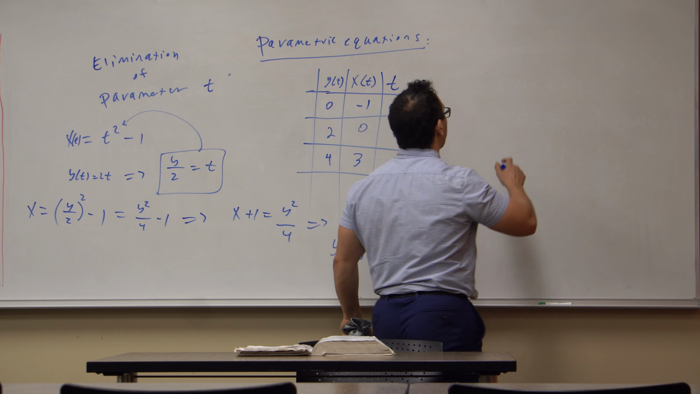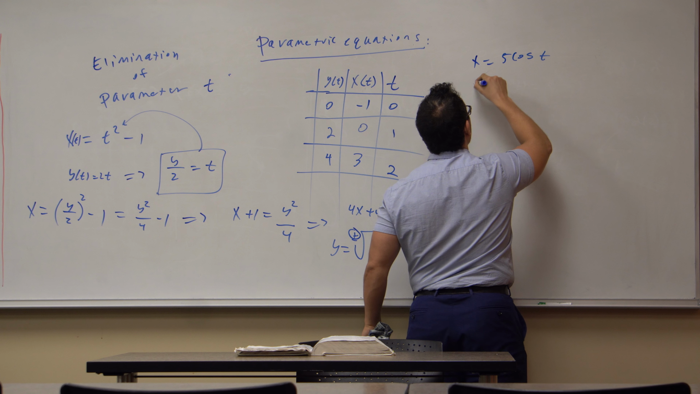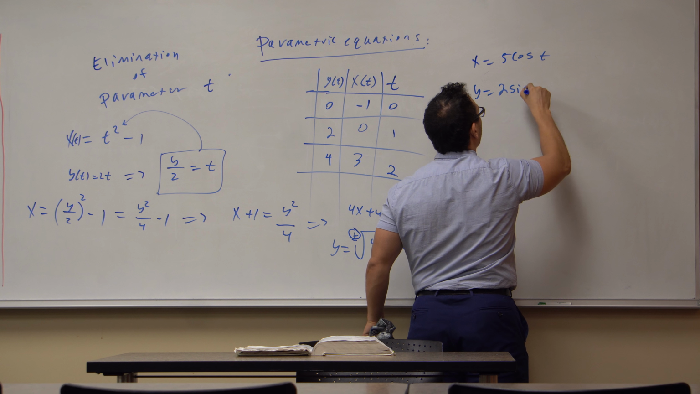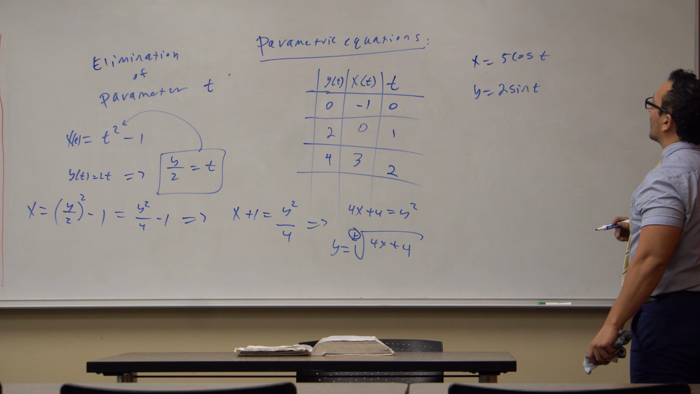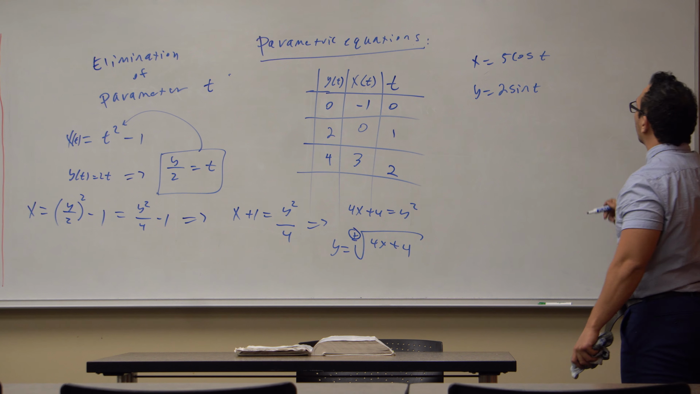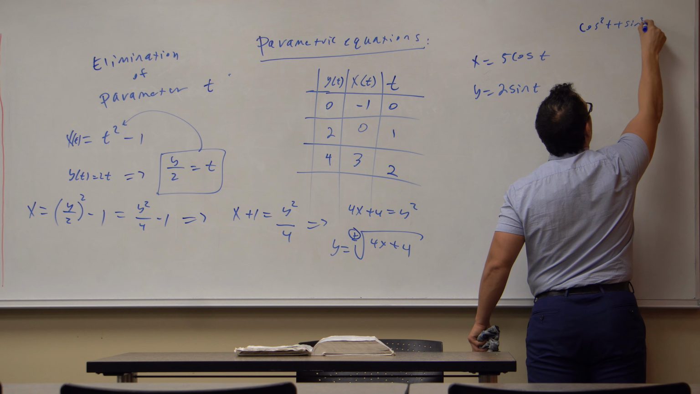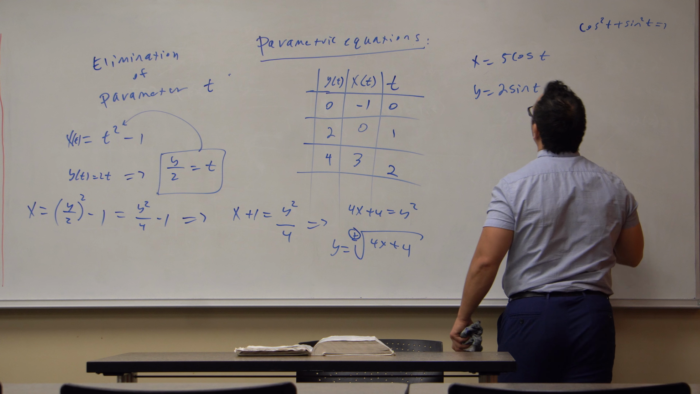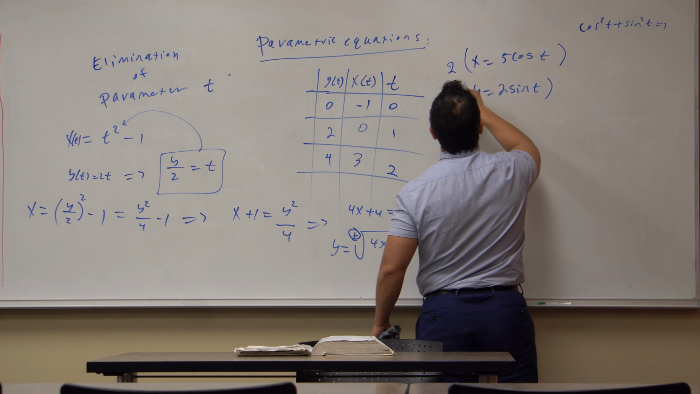Another situation where you eliminate a parameter can be found like this. 5 cosine of t is our x of t, and y is equal to 2 sine of t. Alright, how do we eliminate a parameter here? Well, we have to do something clever. We have to use the fact that cosine squared t plus sine squared t is equal to 1. To do so, I must multiply this by a 2 and this by a 5.